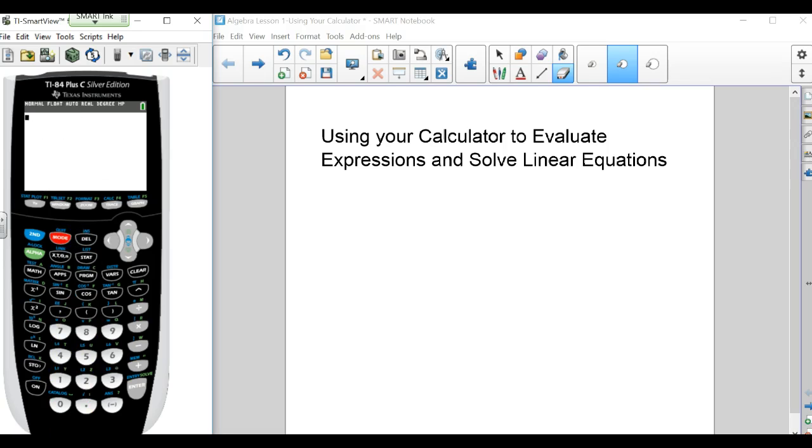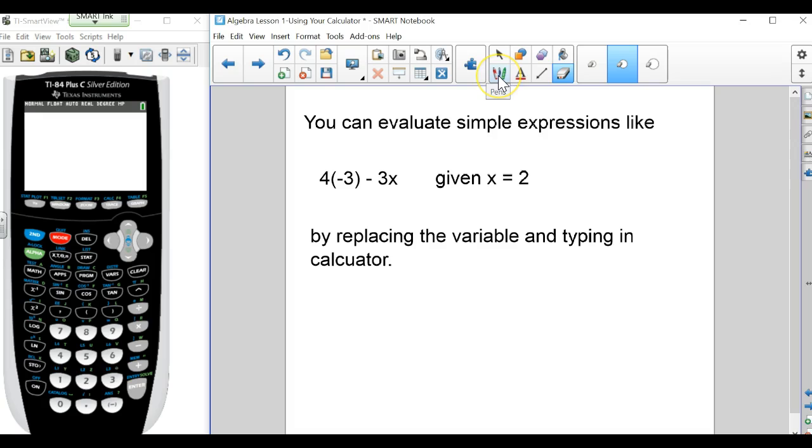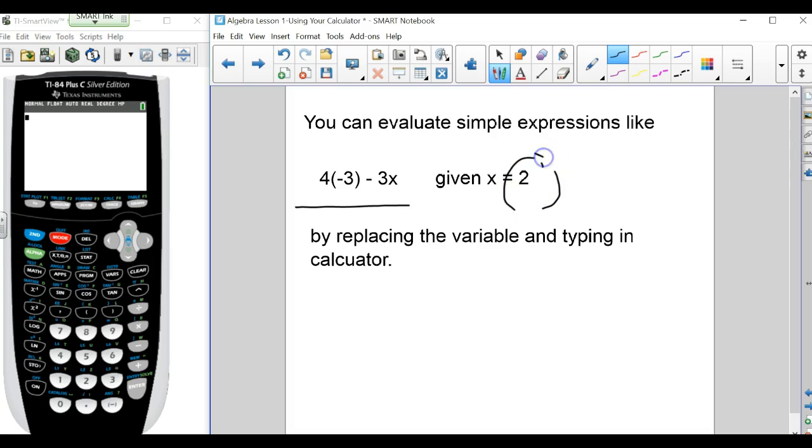The nice thing about using your calculator is that it can just do a lot of the rudimentary calculations for you. Say, for example, we're going to evaluate this expression over here, and evaluate simply means that we're going to get the variable replaced by a given value. We're going to evaluate 4 times negative 3 minus 3x when x is 2. So we're going to take this 2 and we're going to put it right in place of that x, so it's going to be 3 times 2.